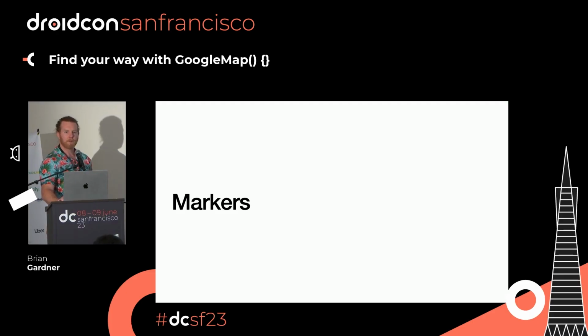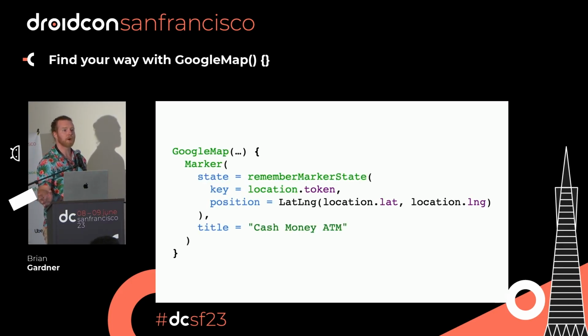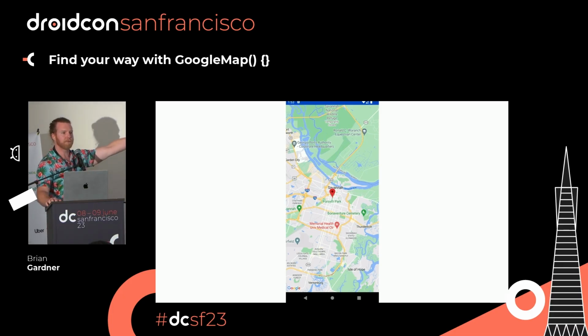Now, once we actually have the location, we need to display the markers on the screen, because having a map is cool and all, but if a user can't find what they're looking for, it's not super useful. Now, we can use the marker composable in order to display things on the screen. The key thing here is the state. So your marker needs a state. You're going to give it a key. In this case, I just have a token for a particular location, just a unique identifier. And then you give it a latitude and a longitude. So say, hey, make me a marker, put it at this position. That's really it. You run your app, you get your beautiful default Google Map marker.